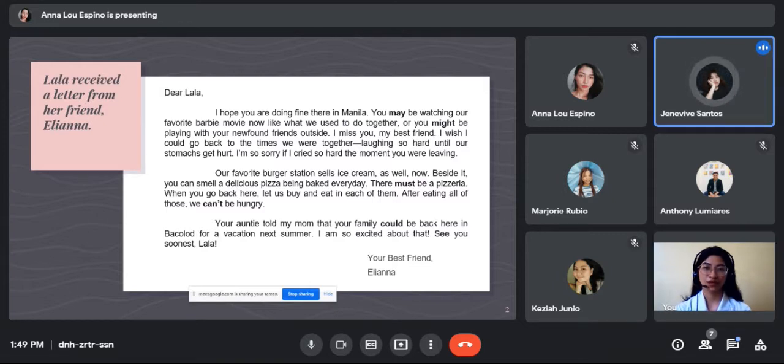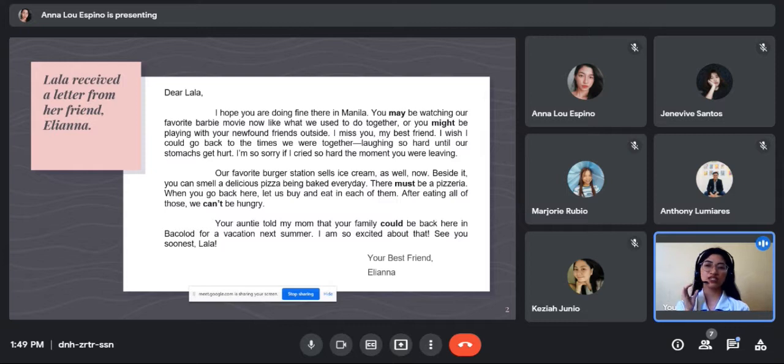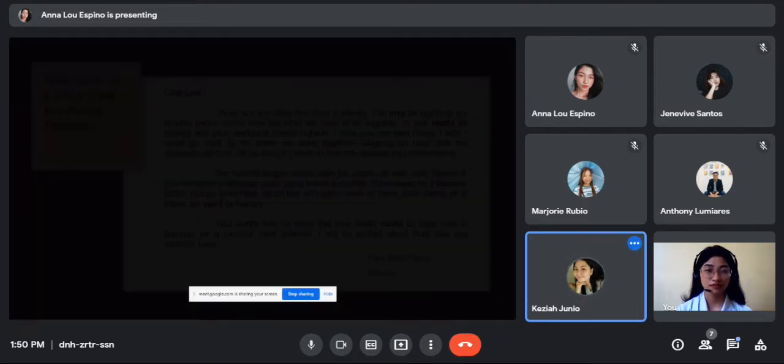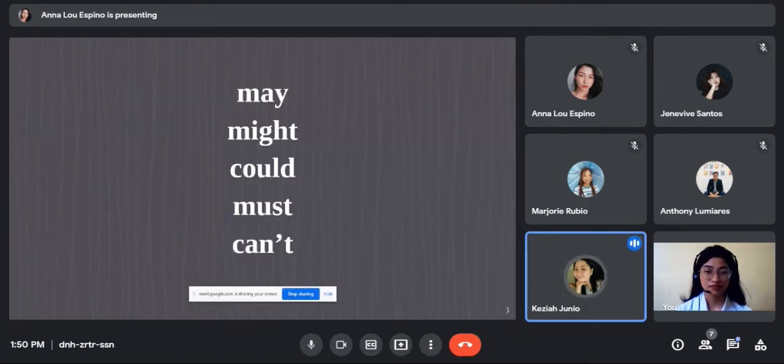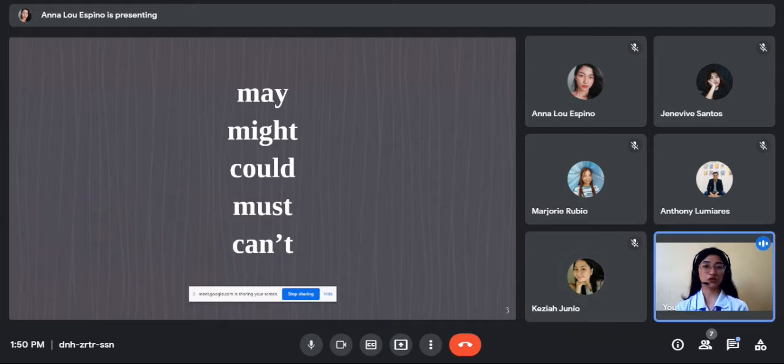Okay, thank you very much, Genevieve, for reading. Guys, what can you observe, especially with the highlighted words? What are the highlighted words, anyway? Anyone? Yes, Keisha? The words that were highlighted are may, might, could, must, and can't. Okay, very good.